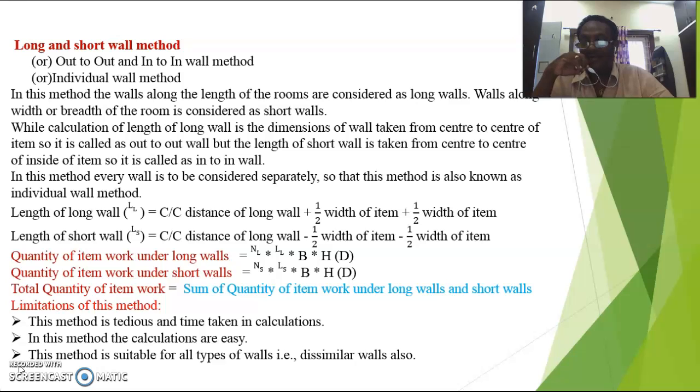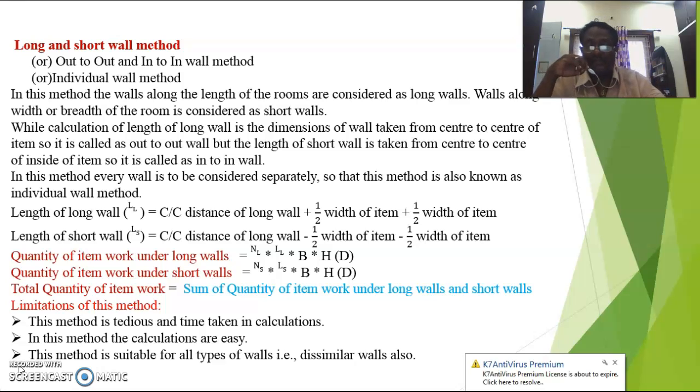How do we calculate the length of the long wall? Length of long wall, LL, is equal to the center-to-center distance of the long wall plus half of the width of the item plus half of the width of the item. Here you add 50% of the width of the item on the left side and 50% on the right side, so it is called out to out. When a joint or corner is considered newly, you take half of the width of the item. If it is already considered, you have to deduct. If it is new, you have to add. If it is old, you have to deduct.